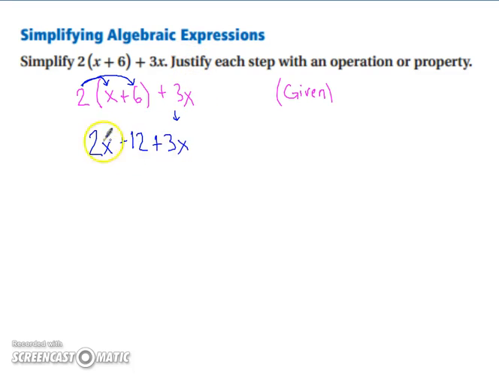And why were we allowed to do this? Well, we just did the distributive property. So there's our justification. We use the distributive property.